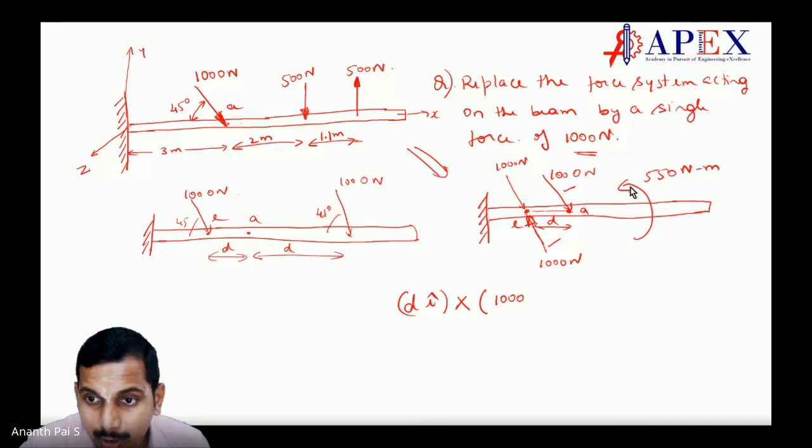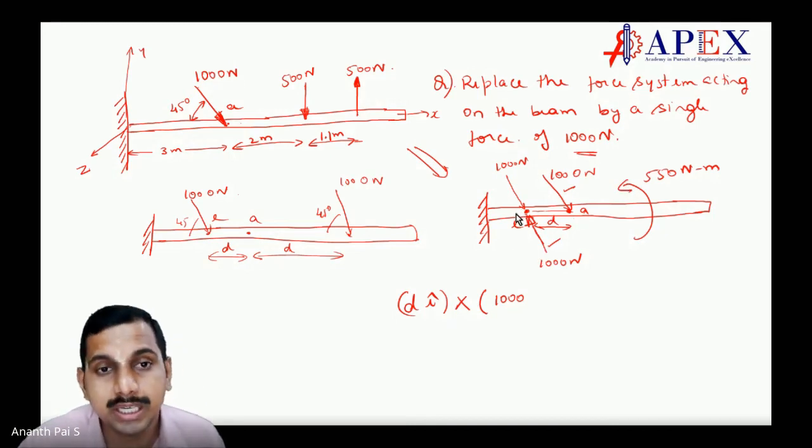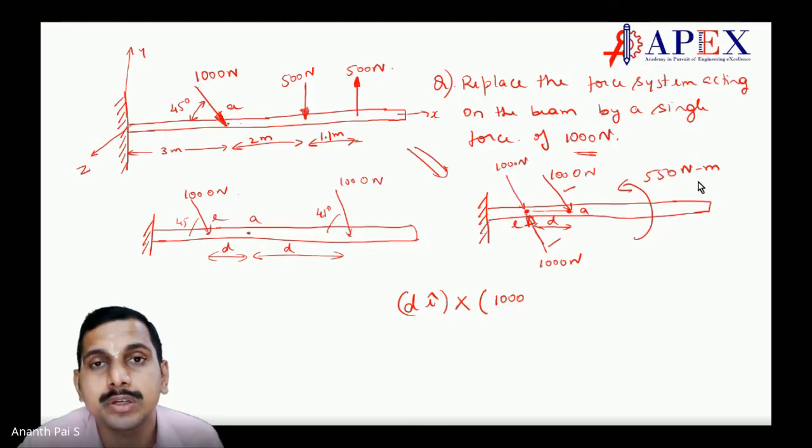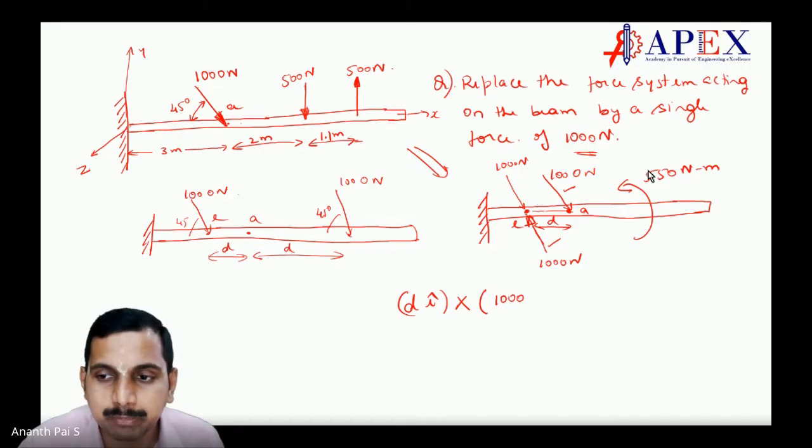It is opposite. So what is the equivalent couple? If I have an equivalent couple, by shifting this onto the left, it will create an equivalent couple which is minus 550 Newton meter. So minus 550 and plus 550 gets cancelled and it becomes 0.